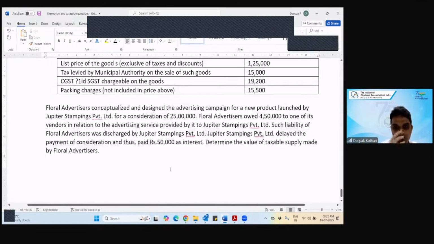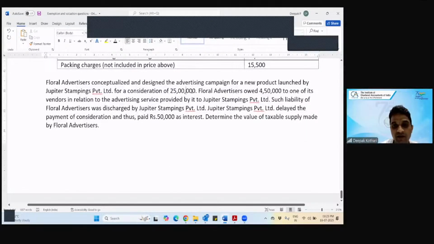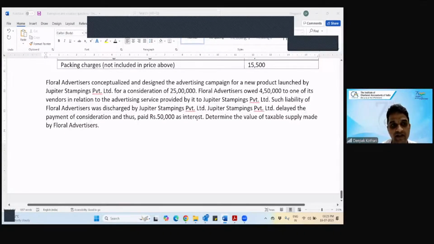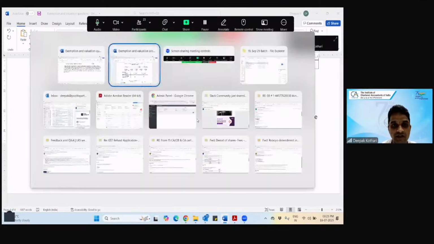Okay, since there is paucity of time, I will only explain the answer over here. They provide for a consideration of 25 lakh rupees. Now, floral advertisement had to pay somebody 4,50,000 rupees, and that was paid by the Jupiter Stampings. So will it be included in the value? And the third part is 50,000 rupees interest. So the answer for this is here.